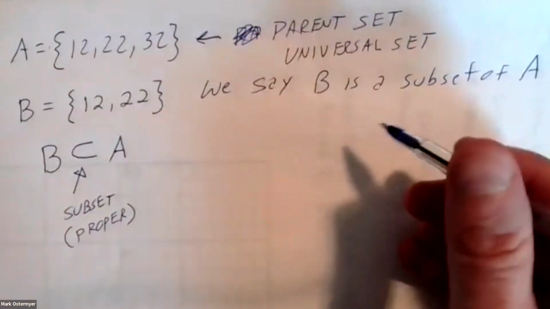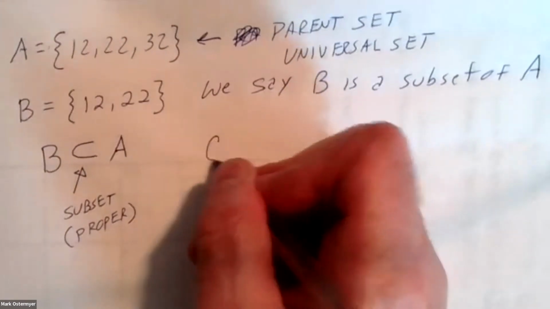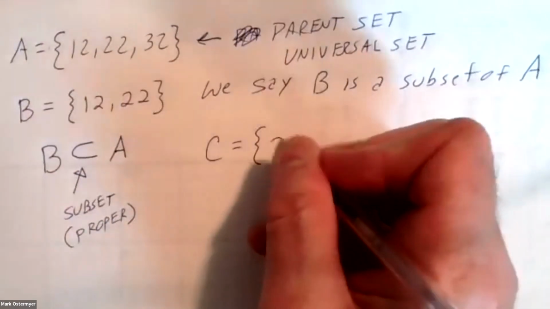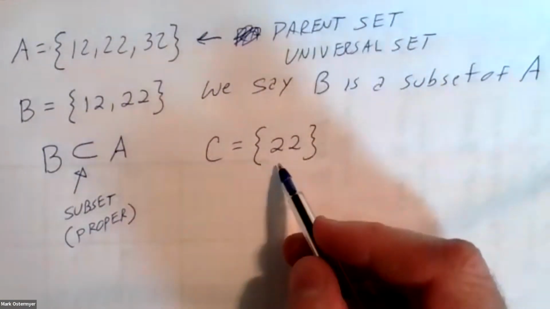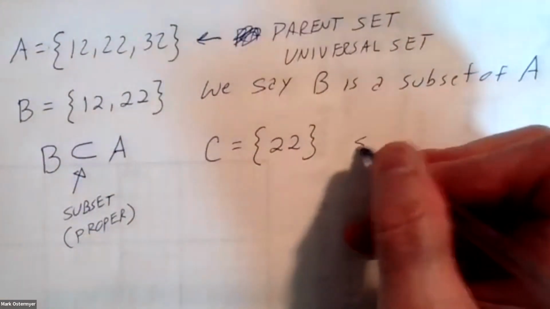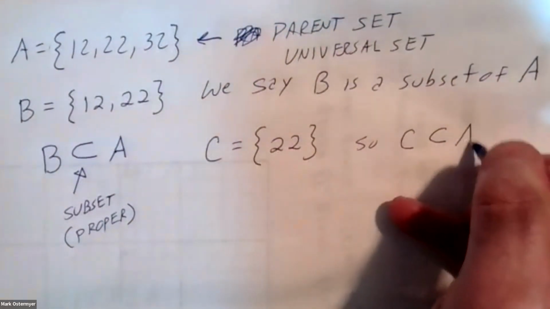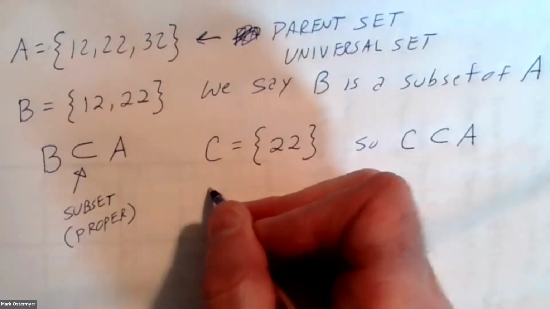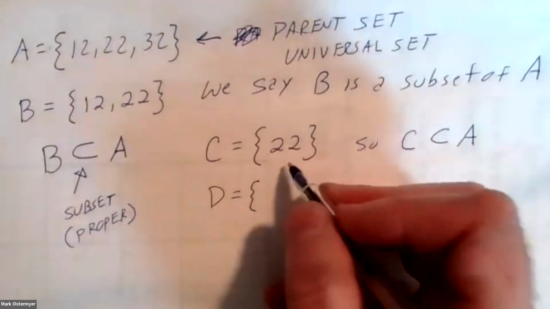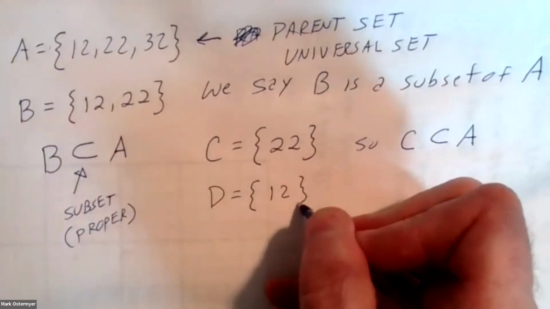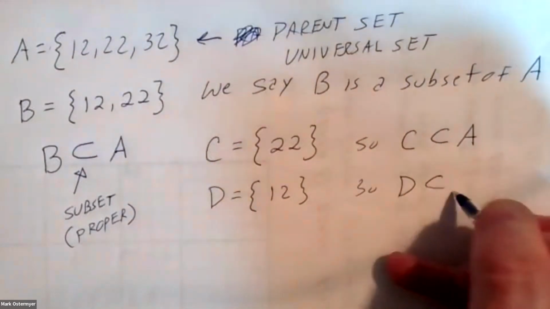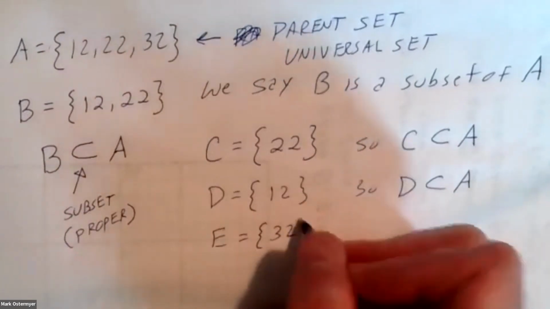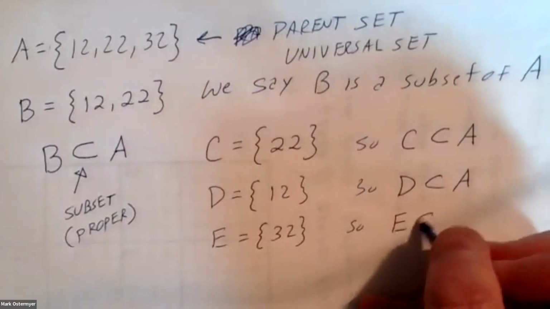Suppose I form another set, C, that consists of just maybe 1 element from this set, like 22. Well, every element in set C belongs to set A. So we can say that set C is also a subset of set A. Set D, which consists of 12, is also a subset of set A. Set E, which consists of the element 32, would also be a subset of set A.